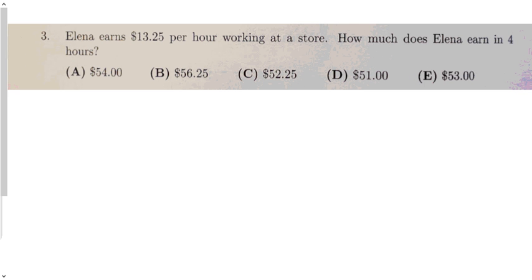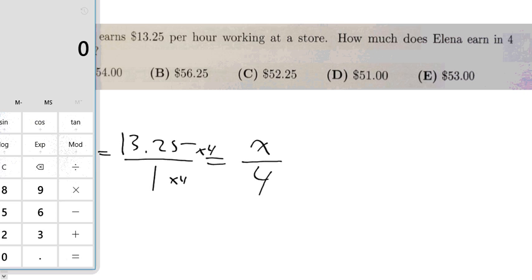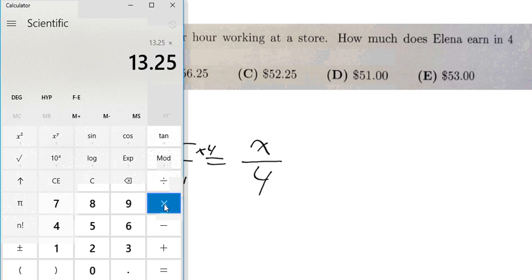Question 3: Elna earned $13.25 per hour working at a store. How much does Elna earn in 4 hours? If we think about this as a ratio, cost to hours, $13.25 for 1 hour is equivalent to how much for 4 hours? Essentially, we multiply both terms by 4 to get the answer. So $13.25 an hour multiplied by 4.